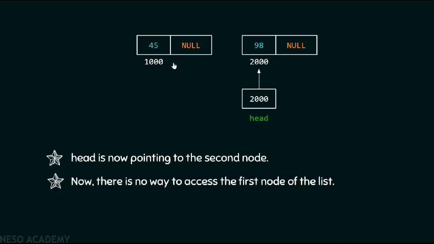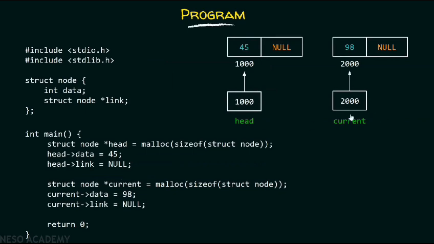So what is the solution? Here we will create another pointer which will point to the second node, let's call this current instead of head. And now this current pointer is pointing to the second node of the list. The head pointer is still pointing to the first node. Now this is fine because we haven't lost the reference to the first node at all. Head is still pointing to the first node, which is pointing to the second node. So everything is fine up to this point.